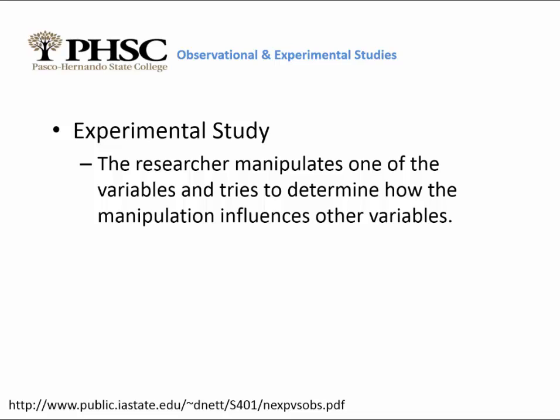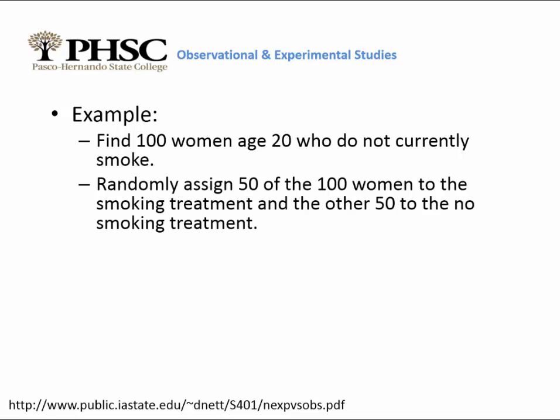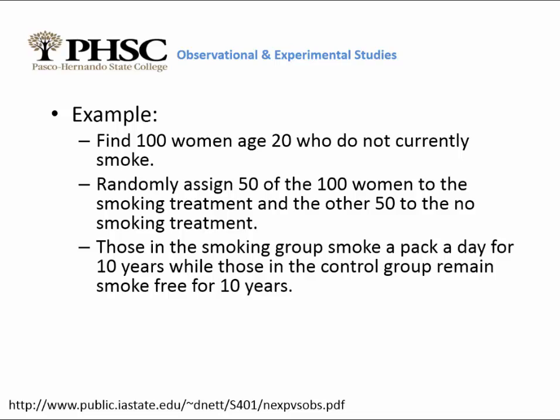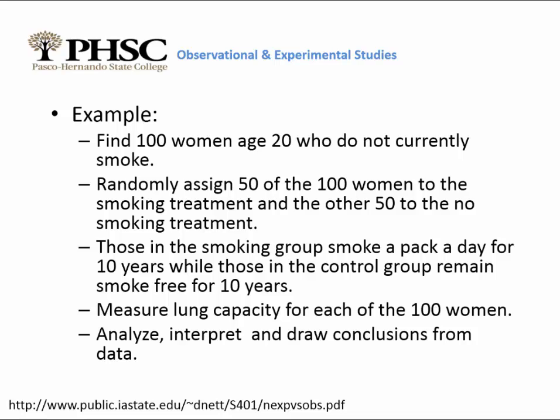Now, in an experimental study, the researcher manipulates one of the variables and then tries to determine how the manipulation influences other variables. So here we have an example. We're going to find 100 women aged 20 who do not currently smoke. And then we're going to randomly assign 50 of the women to the smoking treatment and the other 50 to the no smoking treatment. Those in the smoking group will smoke a pack a day for 10 years, while those in the control group will remain smoke-free for 10 years. And then we're going to measure lung capacity for the 100 women. Obviously, this is an illegal study. You can't actually do this, but that's an experimental study. It's a trivial example of what an experimental study is.